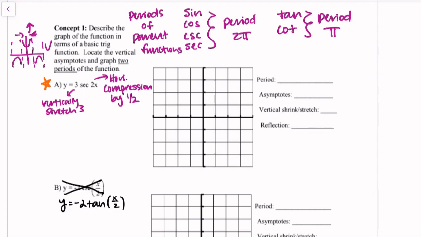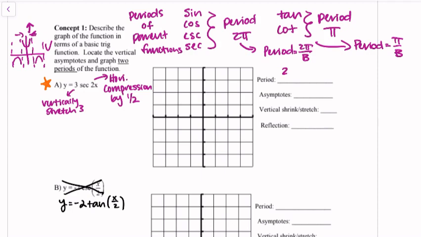Okay. So let's go ahead, let's start finding some of our features, and then we're going to make a table of values and we're going to plot. So our period, we're going to find just like we normally do. So remember, to find our period, we're going to take 2 pi and divide by b, okay? And that's true for all of these functions, sine, cosine, cosecant, and secant. If we were to do tangent or cotangent, which we'll do next class period, our period is going to be equal to pi over b. Okay, so that's just kind of important.